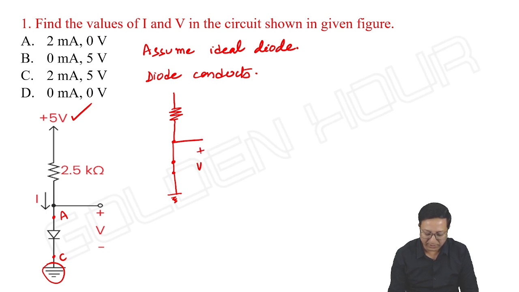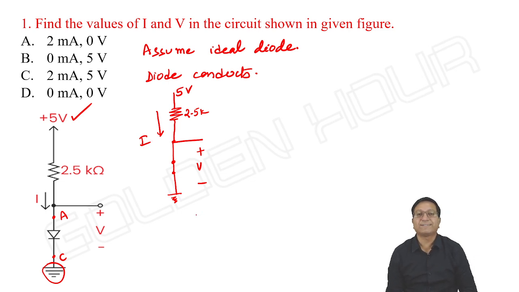We can take the equivalent circuit like this. It is a 2.5 kilo ohms, 5 volts and the current I. What is V? V is just nothing but voltage across the diode. V is simply 0.